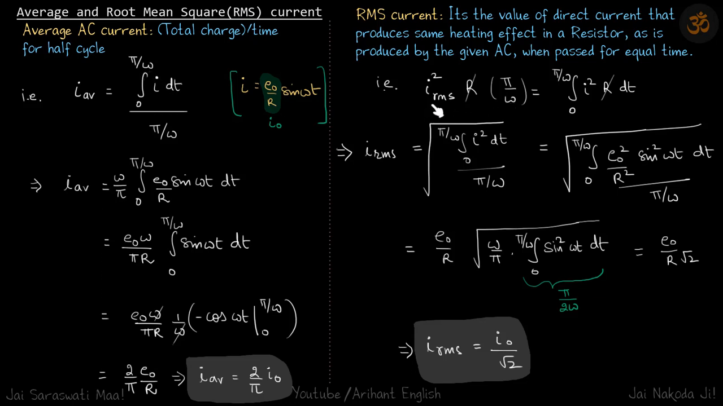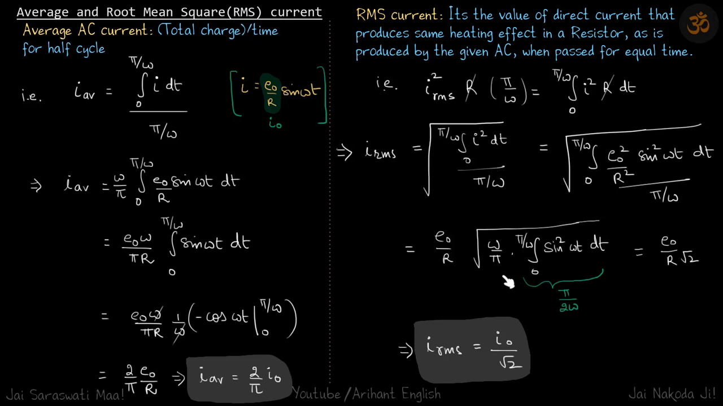period. So by definition, if IRMS is a DC current, then the power produced will be I square R into T, which is equal to the integral of, this time it's AC, I square R dt. Limits will be from 0 to pi by omega. DC current is independent of time, while AC current is dependent on time. That's why we have put it inside the integral.